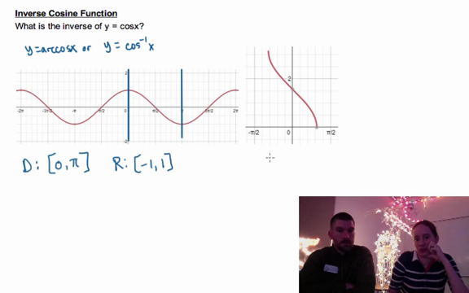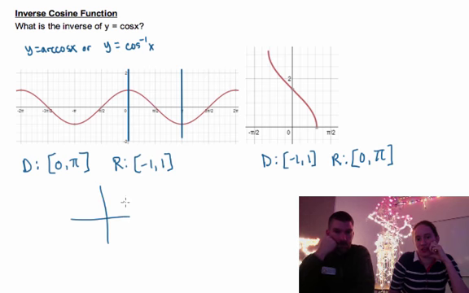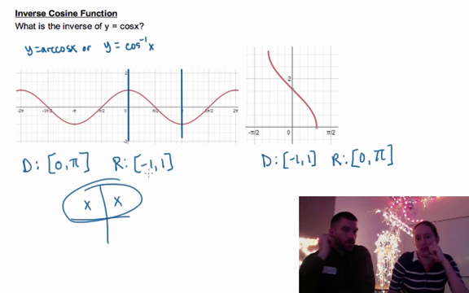And so we flip-flop them. That means our domain here is going to be from -1 to 1, and our range will be from 0 to pi. So here, what matters is all of our angles should be in the first and the second quadrant. Now, instead of looking at first and fourth, we're looking at first and second.